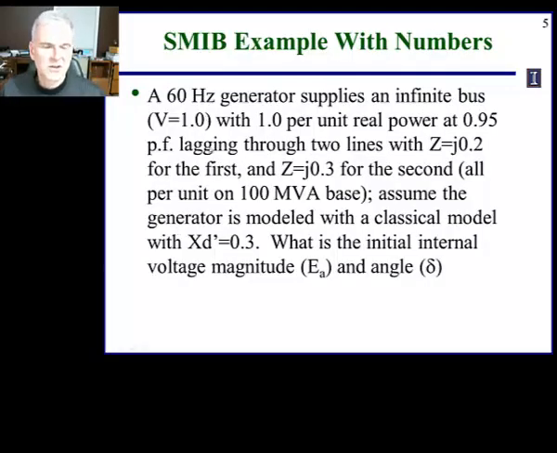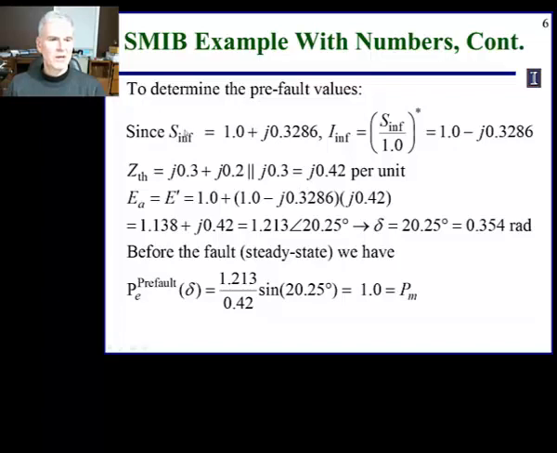Let's assume it's a 60 Hertz generator, infinite bus voltage is 1 per unit, and we'll assume the generator is supplying 1 per unit power with a power factor of 0.95 lagging. For impedances, let's say the top line has an impedance of Z equals j0.2, and for the bottom line it's j0.3, all numbers on 100 MVA base, and we'll assume the classical model had an Xd' of 0.3.